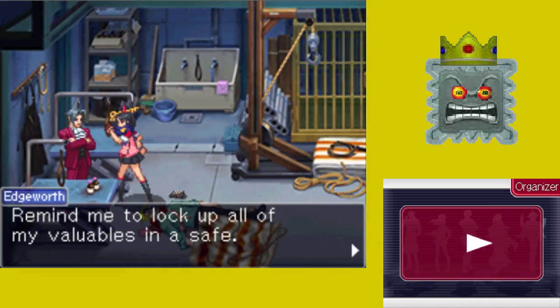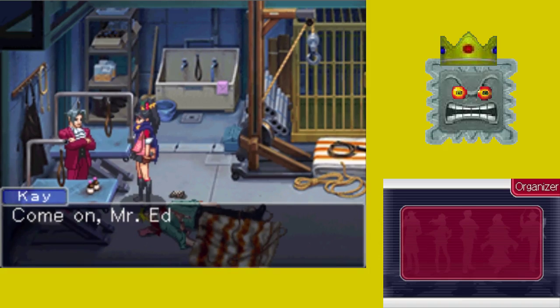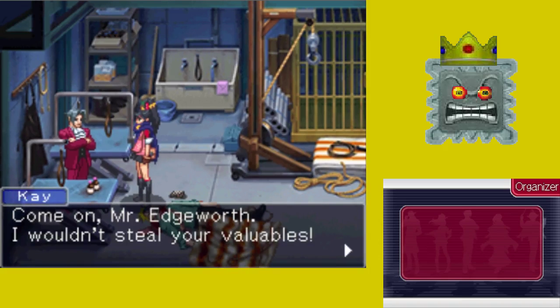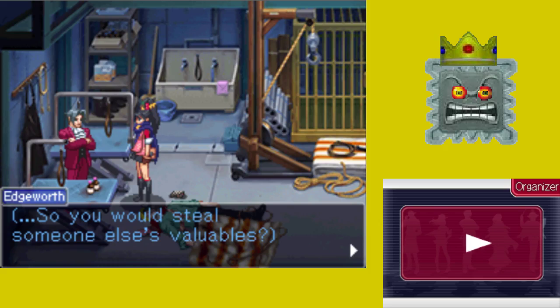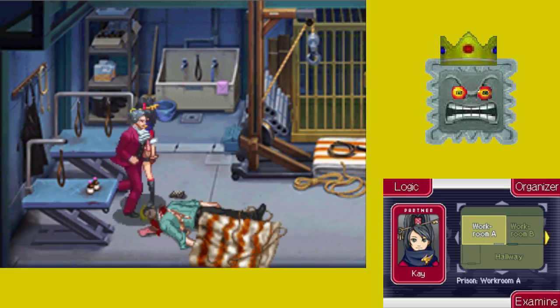And then Edgeworth goes back home to find his valuables, only to discover that Gumshoe stole them all. Hell, I wouldn't put it past Gumshoe. I mean, he probably knows where Edgeworth lives because of how much he stalks him. Plus, Gumshoe has experience as a part-time mover. Gumshoe has the qualifications. Come on, Mr. Edgeworth, I want to steal your valuables. So you would steal someone else's valuables. Nice to know, Kay. Thank you.